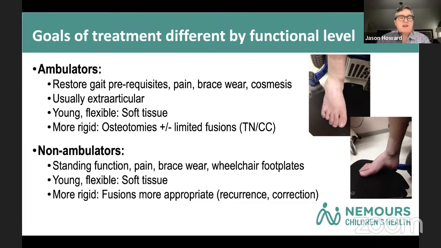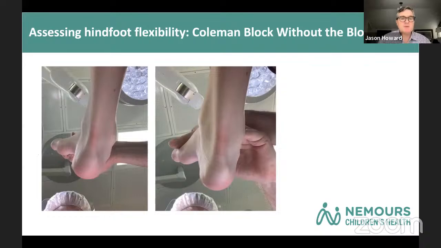In non-ambulators, we're working more on standing function, kids who can use a gait trainer for limited steps, which is important for independence as an adult. Also pain, facilitating brace wear, and, as you saw, being able to put their feet on wheelchair foot plates without discomfort. Again, if they're young and flexible, soft tissue procedures are the principle to go by. Once you get more rigid, you need to think about fusions being more appropriate. In non-ambulators, we don't use a lot of extra-articular osteotomies, but we do more fusions because the risk of recurrence is so high when you don't correct through the joint. That would be a principle.